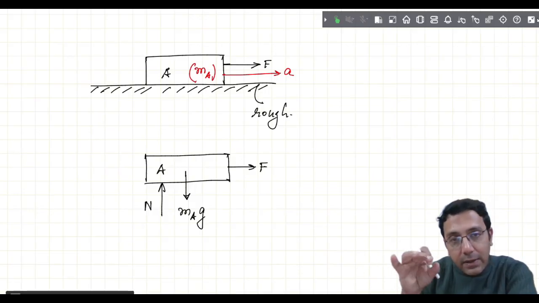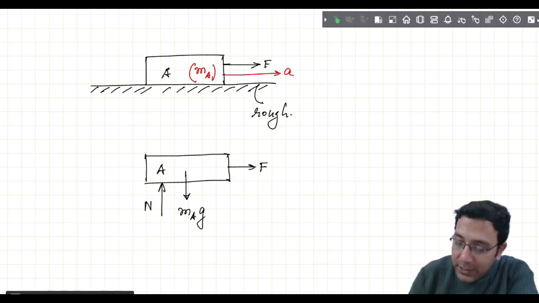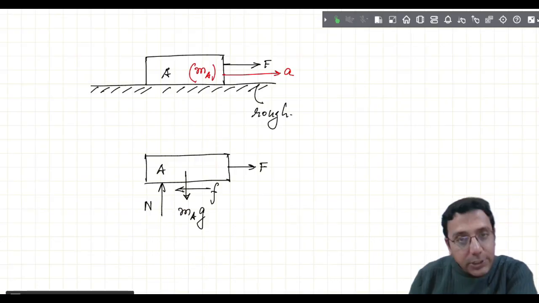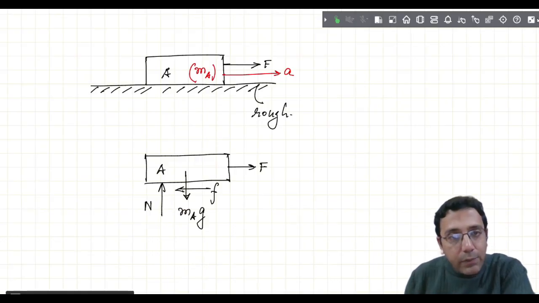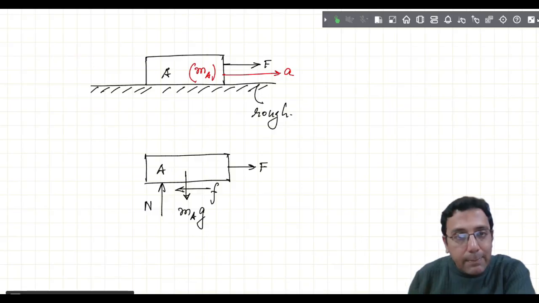Since the body is accelerating towards the right and has a velocity towards the right, the friction force acts opposite to the direction of motion. So the friction force acts in this direction. In the free body diagram, nothing else will be there. We have a normal reaction, we have mg down, we have the force on the right side, and friction on the opposite side.